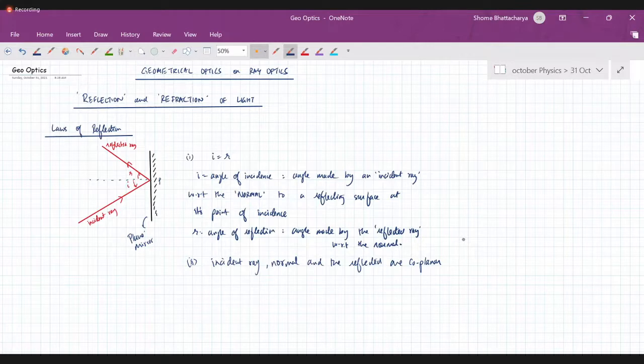So you can visualize this three-dimensionally like this. That if this is, let's say, a reflecting surface, and we have an incident ray like this over here. So these have to lie in a common plane. So whatever is the plane in which these two are lying, this will lie in the same plane with it.